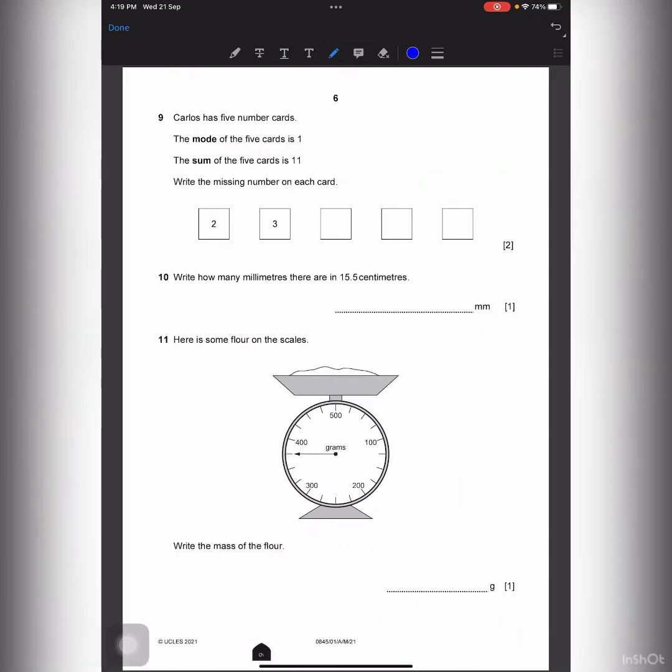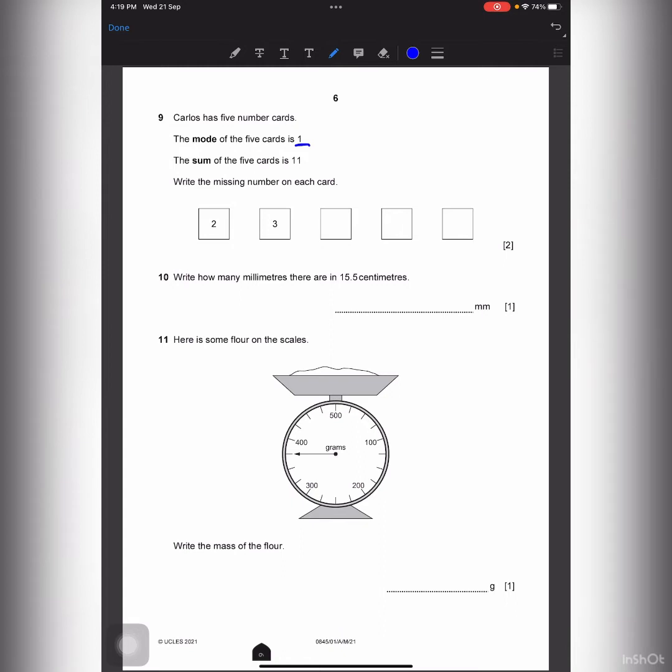Carlos has 5 number cards. The mode of the 5 cards is 1. So the mode is the most repeated number, so they said that the repeated number will repeat like 2 times or 3 times. We'll check. The sum of the 5 cards is 11. Okay, so sum means that when we add it, that's the answer.